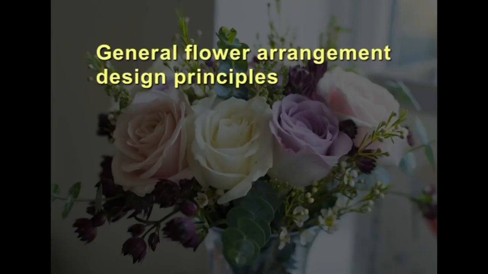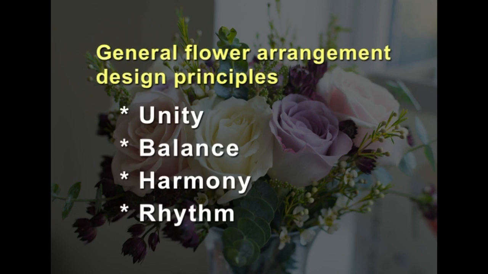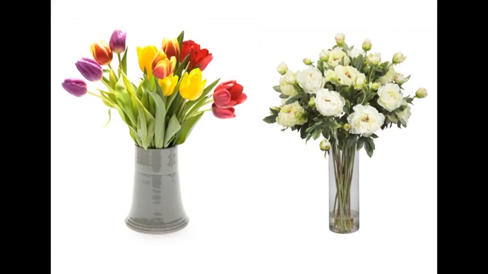General flower arrangement design principles include unity, balance, harmony, and rhythm. Other elements include the use of light, space, texture, scale, and accent. When using shallow or low containers, a general guideline is to make the tallest stem approximately 1 to 2 times the length or diameter of the bowl or vase.